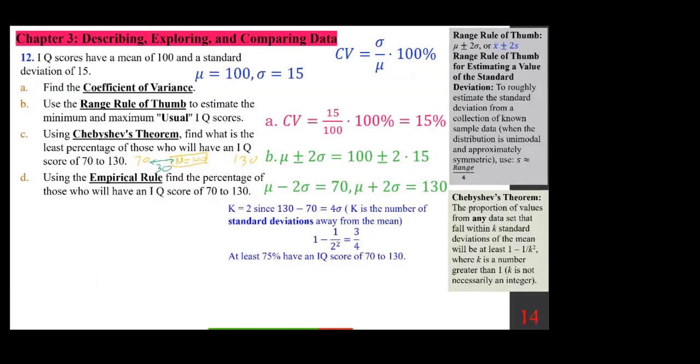Because the number really doesn't mean anything. What matters is that 30 corresponds to how many what? Standard deviations. Exactly. So 30 is equal to 2 standard deviations. And therefore, your denominator is 1 over 2 squared. This is 1/4. 1 minus 1/4 is 3/4. 3/4 is identical to 75%. Thank you. My pleasure.